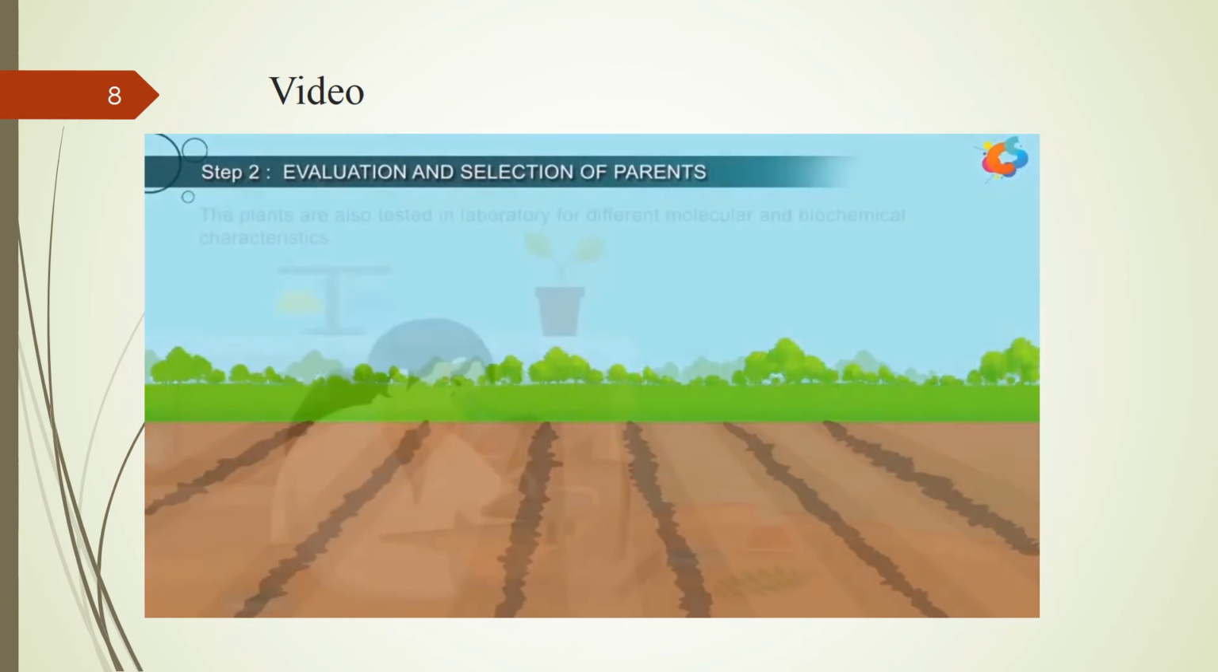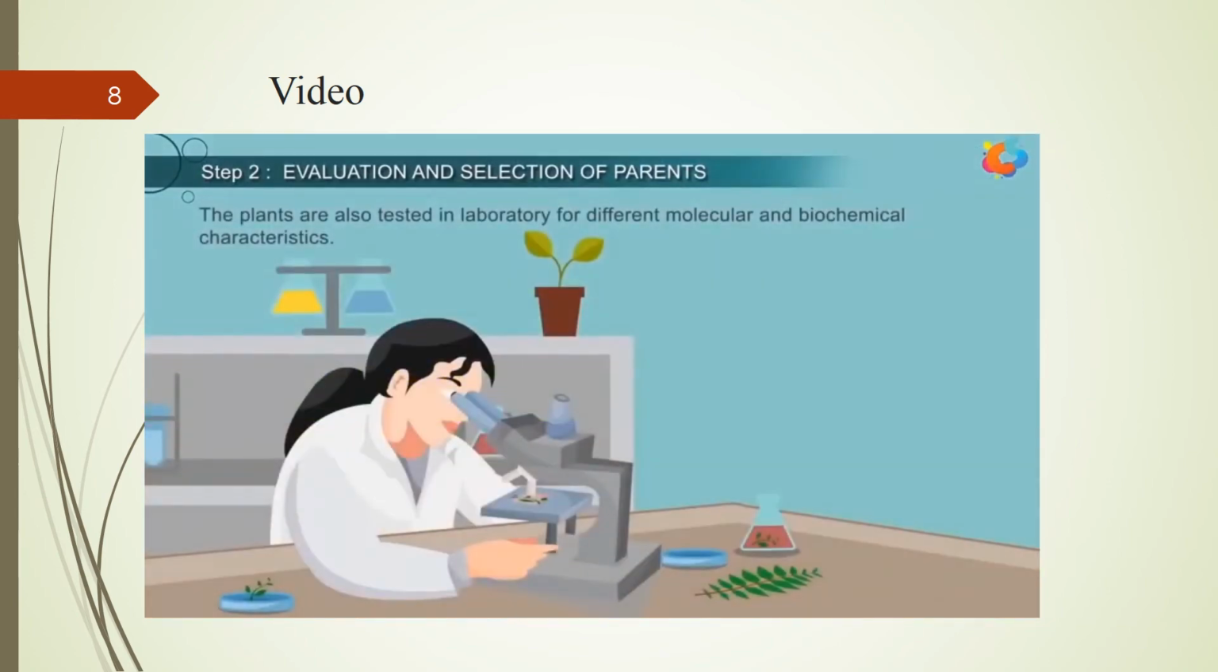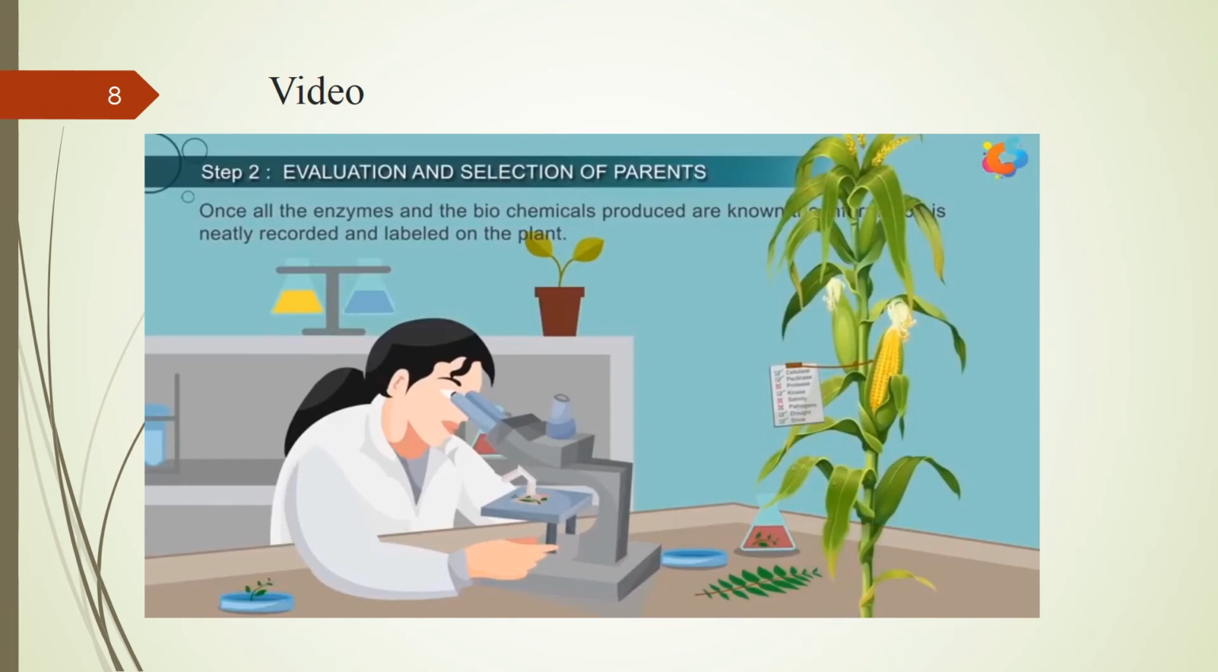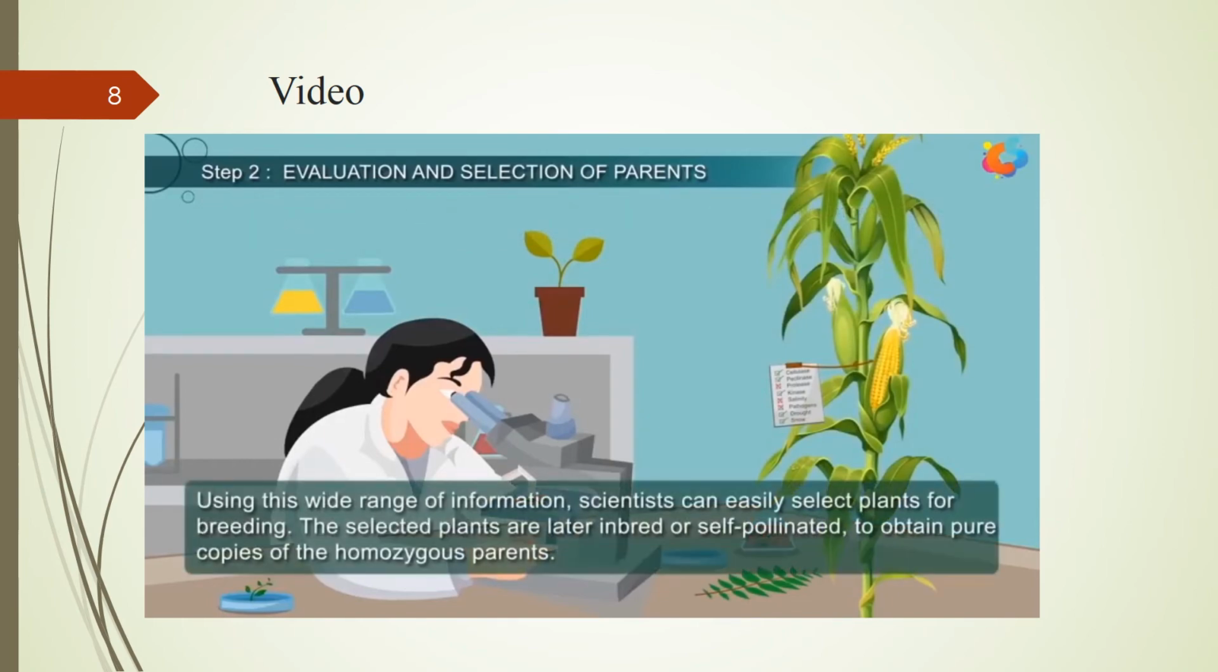Apart from this, the plants are also tested in the laboratory for different molecular and biochemical characteristics. Once all the enzymes and the biochemicals produced are known, the information is neatly recorded and labeled on the plant. Using this wide range of information, scientists can easily select plants for breeding. The selected plants are later inbred or self-pollinated to obtain pure copies of the homozygous parents.